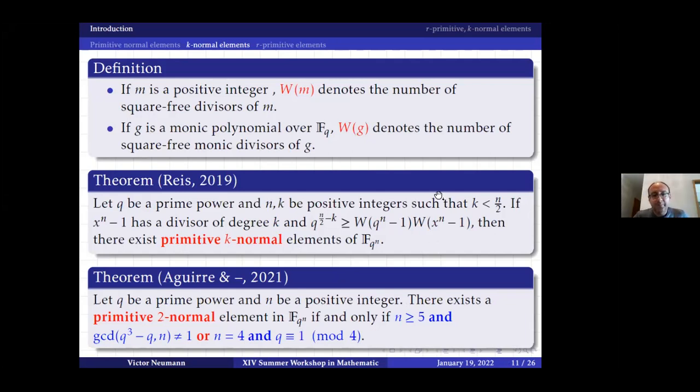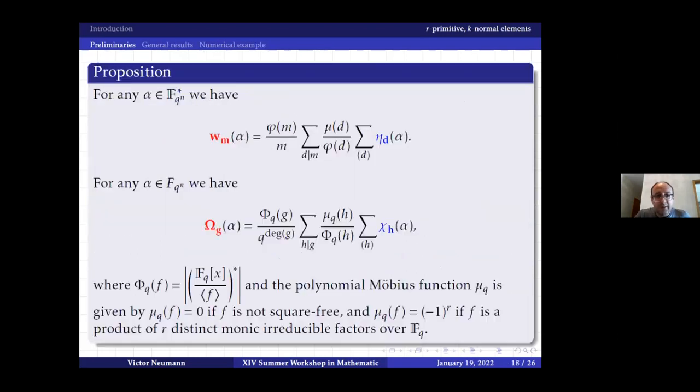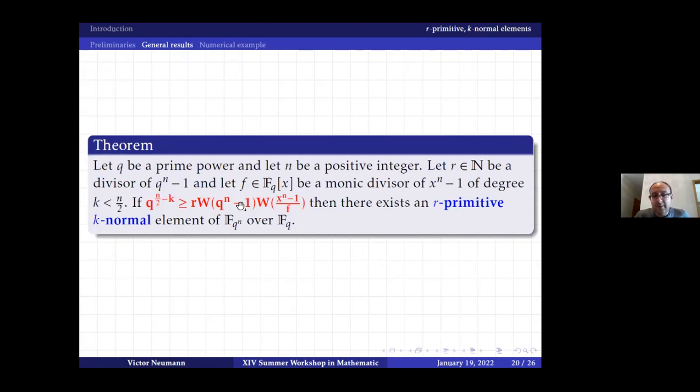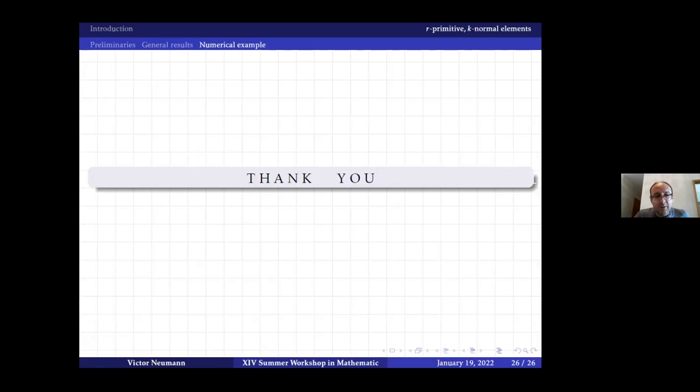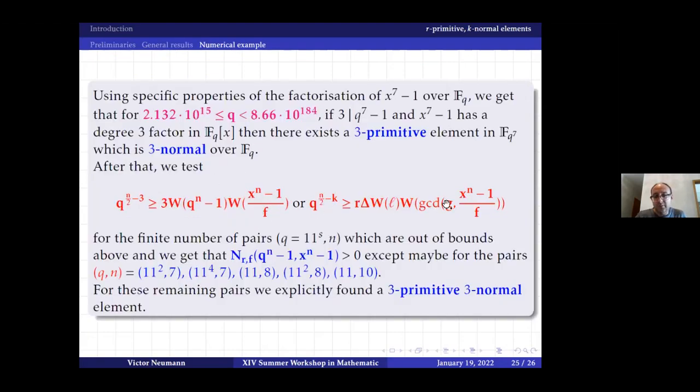In fact, here, if this condition is true, there exist primitive k-normal elements. For example, when we did this theorem, we found some cases where this doesn't happen, but by hand, we find a primitive k-normal element. On our result here, it is the same thing. For example, as I said here at the end, we test these two conditions. Sometimes this condition doesn't hold, but this condition holds. But sometimes none of these conditions holds. This is the case of these 5 examples. In these 5 cases, this doesn't hold, but we find 3 primitive, 3 normal elements.